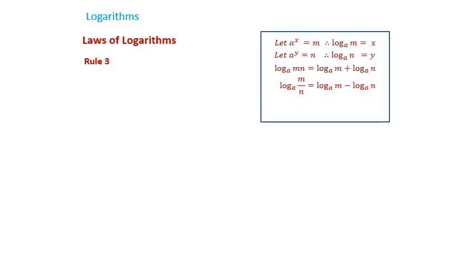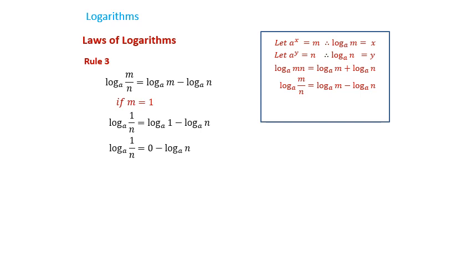So now we're going to look at rule 3. Okay, here's what we know. Log a of m over n is equal to log a m minus log a n. But what about if m was equal to 1? If m was equal to 1, that means we'd have log a of 1 over n is equal to log a 1 minus log a n. Do you remember from a previous slide that whenever you've got log a 1, that's equal to 0? So we can say that log a of 1 over n is equal to negative log a n. If that's the case, we've discovered our third rule. And there it is, log a of 1 over n is equal to negative log a n. There it is up there.